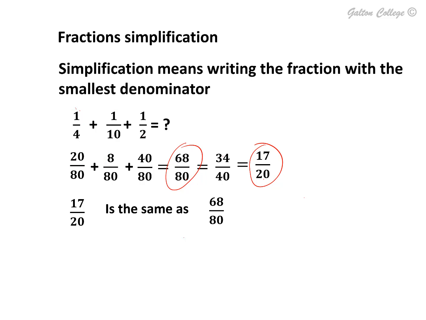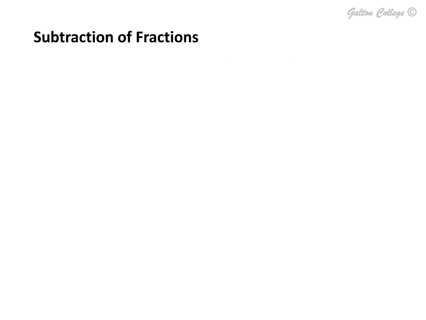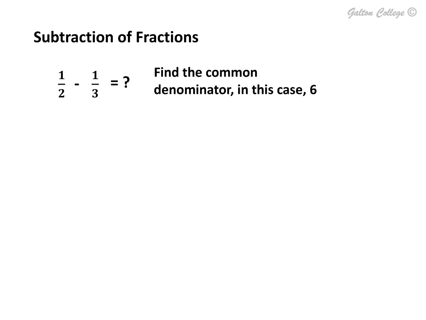And what we've got is the smallest denominator, the smallest denominator being 20. Now subtracting fractions. Well, let's say we have a half, take away 1/3. Again, we need a common denominator. So we find the common denominator, in this case 6, 2 times 3.